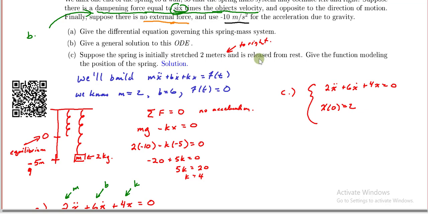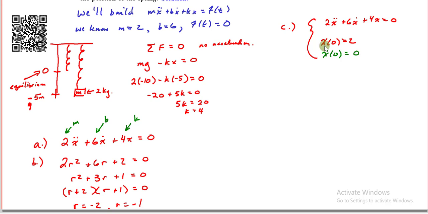And we're told, careful, here's our second initial condition, that it's released from rest. That's telling us that x dot at time equals 0 is 0, because it was released from rest, as opposed to being released with a velocity already put into it. So there are our two initial conditions. And we've already solved this ODE.